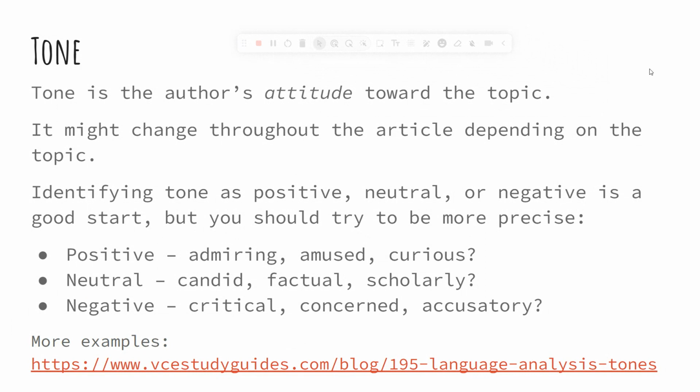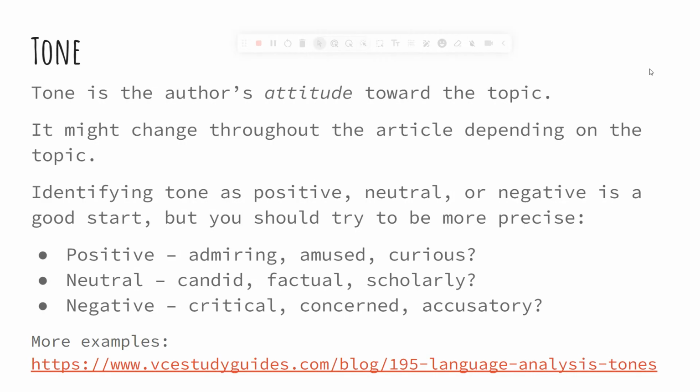The other thing to keep in mind is that there could be multiple tones in a piece of writing. So, you might have an article where they are sympathetic towards one side, towards one group of people, but they're critical of another group of people. Okay, so you might pick up on multiple tones in an article.